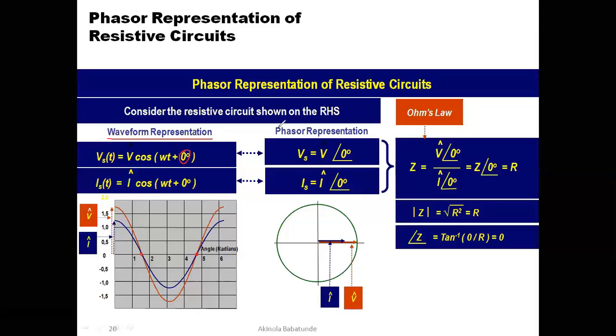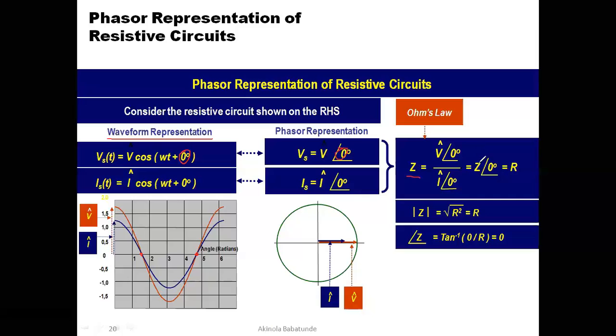The phasor representation would be Vs equal to V with the phase angle 0, and then the source current will be equal to the I magnitude, which is the magnitude of the current, with a phase angle of 0. So you can see the waveform representation and how it is translated to the phasor representation, and then putting all of this together, we can find our impedance. Like we said, our impedance would be equal to the phase voltage divided by the phase current. So if you do that, you have the impedance equal to the phase voltage over phase current.